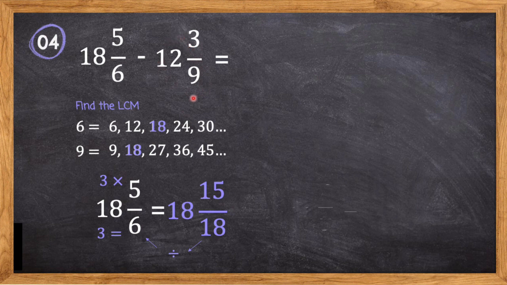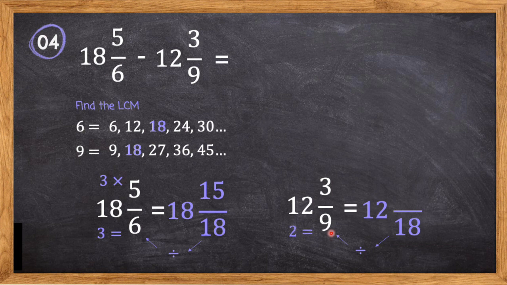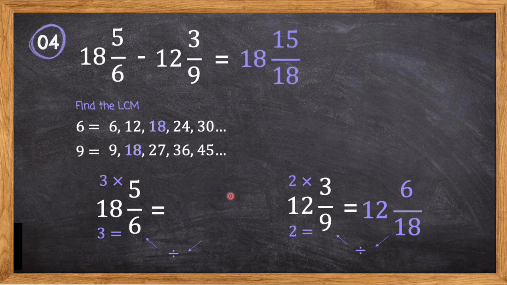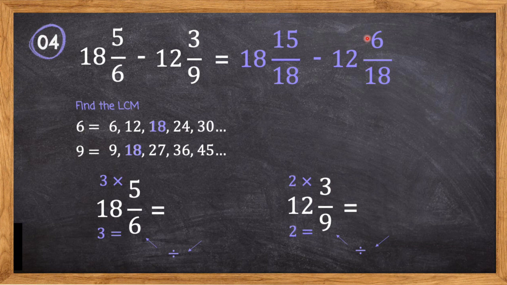Then, for 12 and 3 over 9, we have, kopya lang, no? Ang whole number 12. Then, divide denominator. 18 divided by 9 will give us 2. Multiply sa numerator. 2 times 3 is equal to 6. Okay? So, ano na itong bagong fractions? 18 and 15 over 18 minus 12 and 6 over 18.